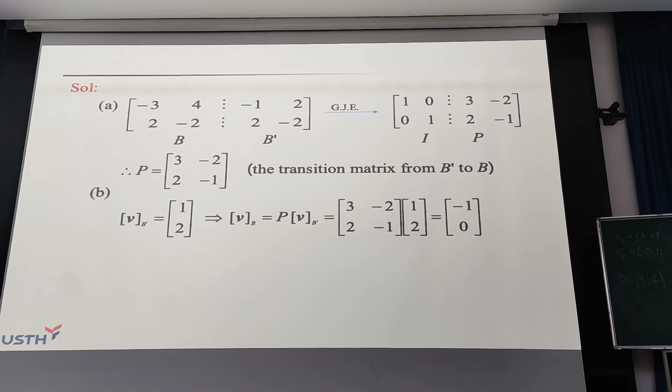Because of that, the coordinate of V relative to B prime equals that. Then the coordinate of V relative to B will be P multiplied by that one. And P now to be that, so we multiply them together. You get the coordinate of V relative to the basis B equals -1, 0.